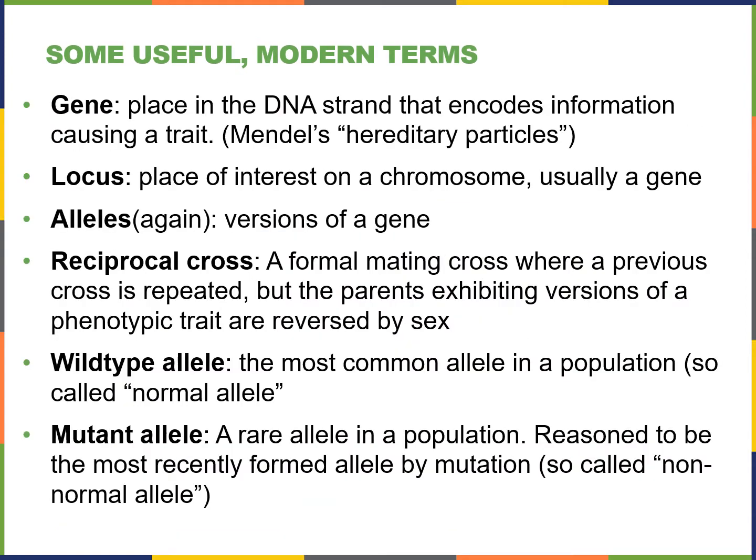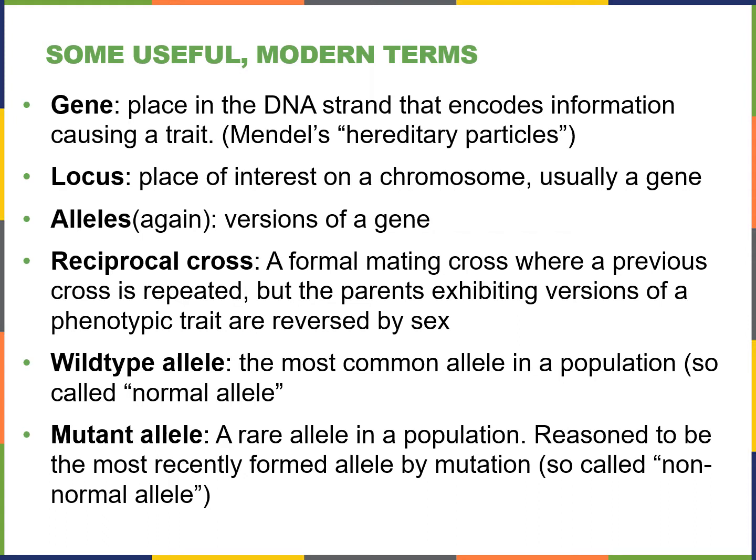Some more useful terms that you need to know before we get into this lecture: what a gene is. That's the place in the DNA strand that encodes information that causes a trait. The locus is the place of interest on a chromosome, usually a gene. Alleles, again, are versions of the gene. So we have dominant alleles and we have recessive alleles. We're going to do a couple examples of what's known as reciprocal crosses. This is a formal mating cross where a previous cross is repeated, but the parents exhibiting versions of a phenotypic trait are reversed by sex. I'm going to give you direct examples of reciprocal crosses throughout this lecture.